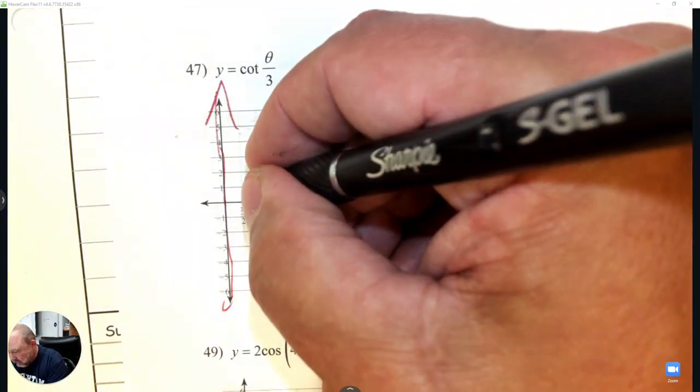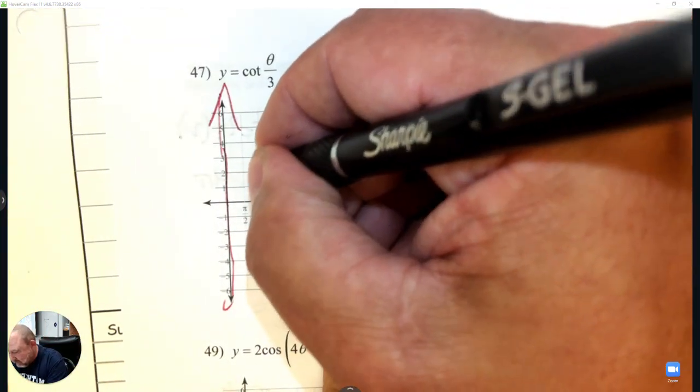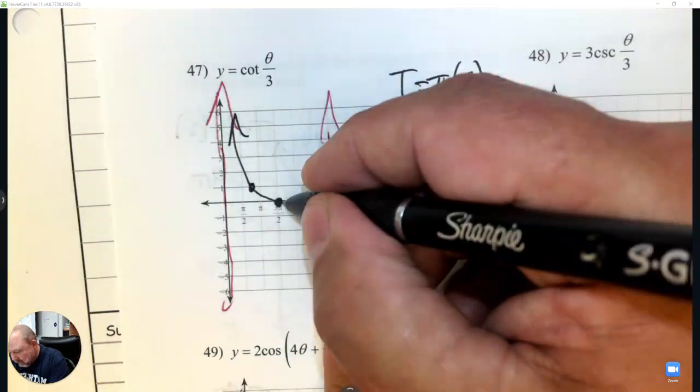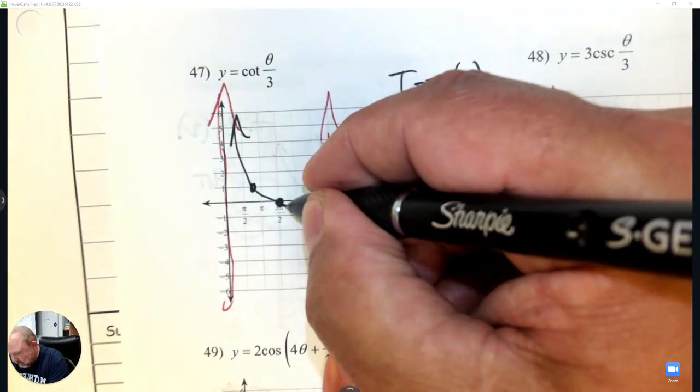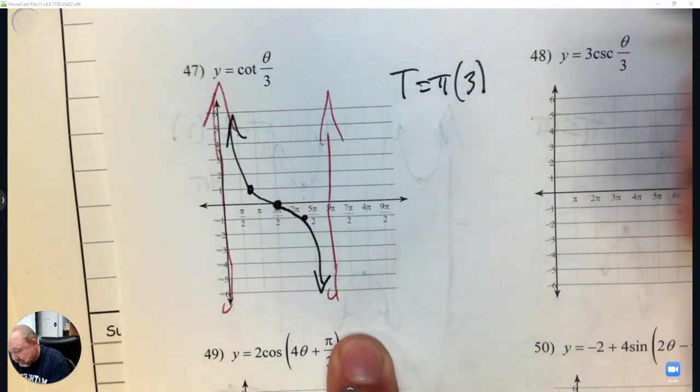So in the middle here, so I go 1, 2, 3, 1.5 here. We go to 1, and it goes this way. And I go in the middle, I go to -1, and it goes this way. And that's the pattern.